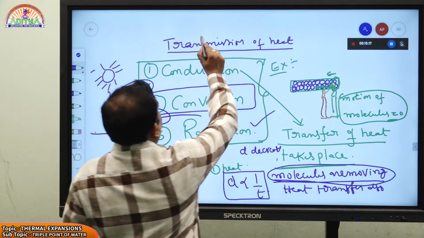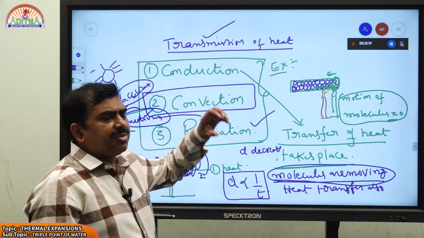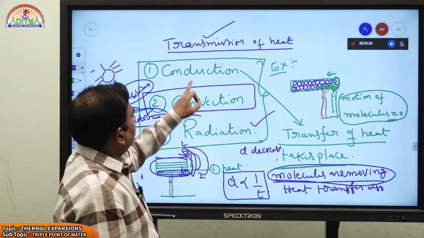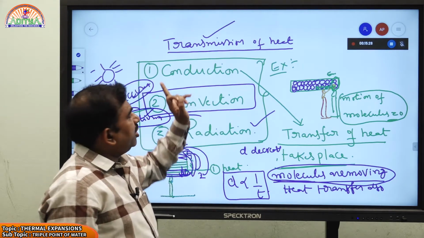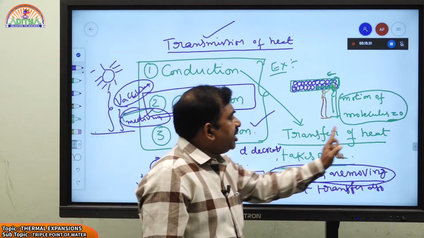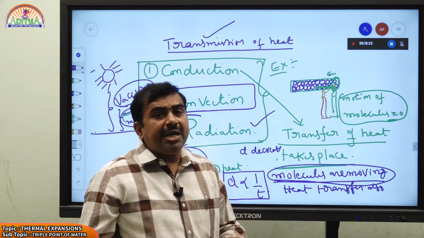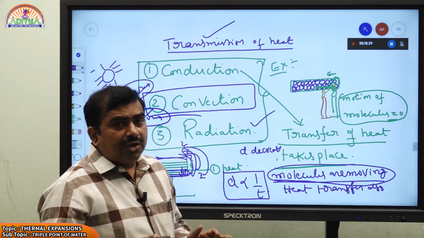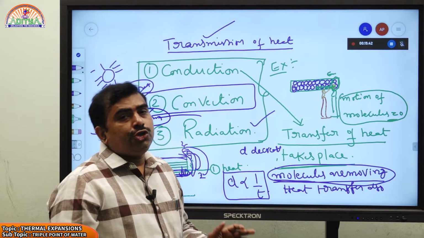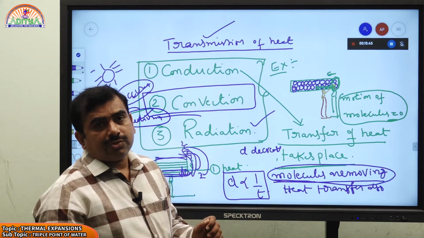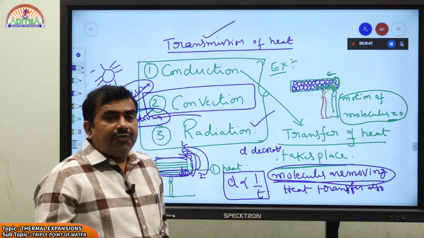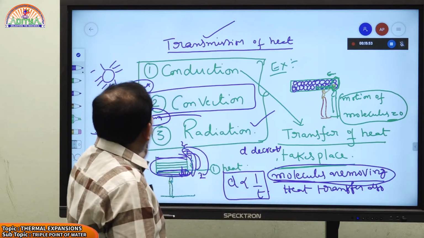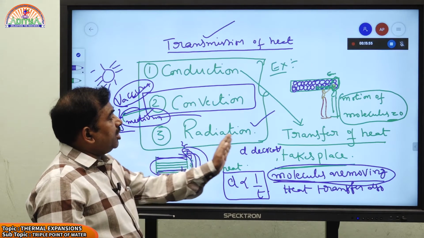So we have clarity on the transmission of heat. Look, once again I am revealing the points. The transfer of heat takes place in three different methods: conduction, convection, radiation. In conduction, the transfer of heat takes place without the movement of molecules. Whereas in convection, the transfer of heat takes place due to the motion of the molecules. In the third case, if the transfer of heat takes place in the presence of the medium or in the absence of the medium, such a process is called radiation.